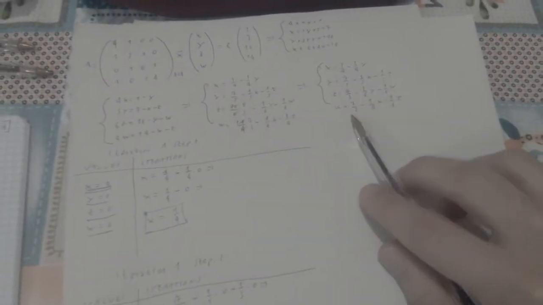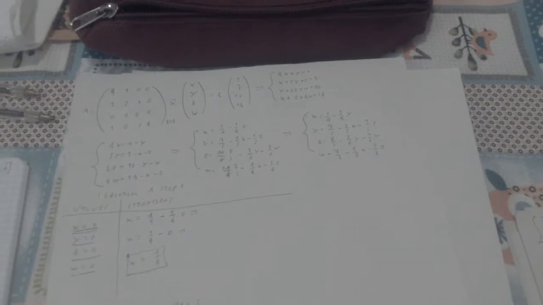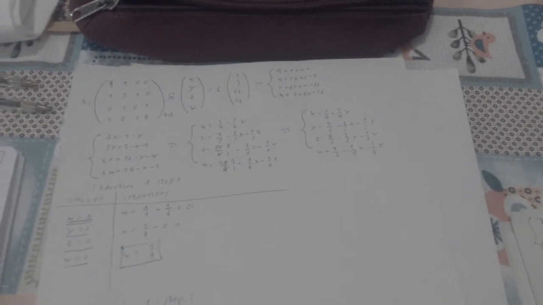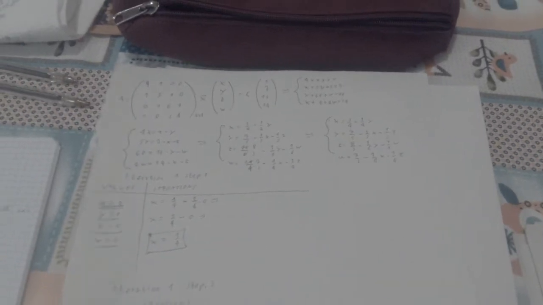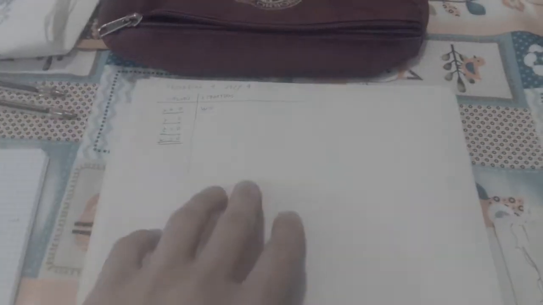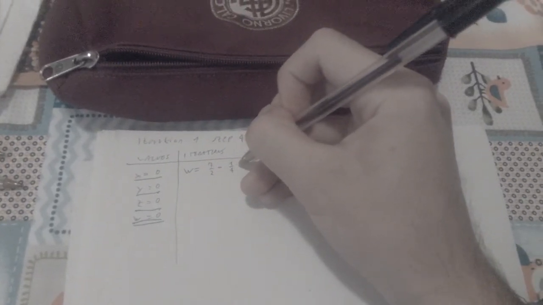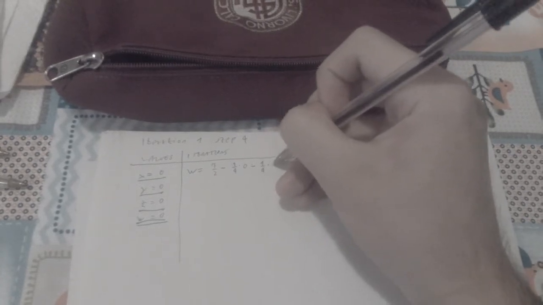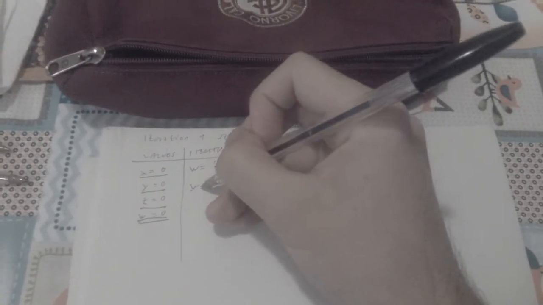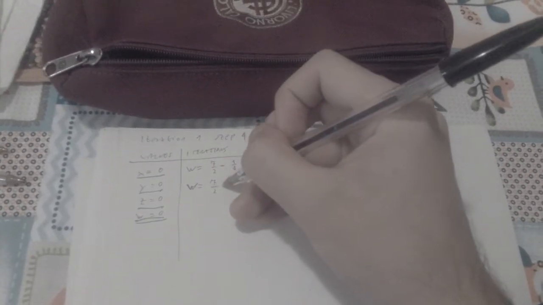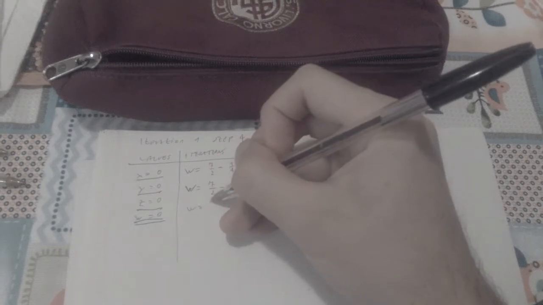w is going to be equal to 7 over 2, which is a scalar, it's not dependent on anything, minus 1 over 4x, so it's dependent on x, minus 1 over 4z, so it's dependent on z. And therefore, w is equal to 7 over 2 minus 1 over 4 times 0, minus 1 over 4 times 0. And therefore, w is going to be equal to 7 over 2 minus 0 minus 0. Therefore, w is going to be equal to 7 over 2. There we go.